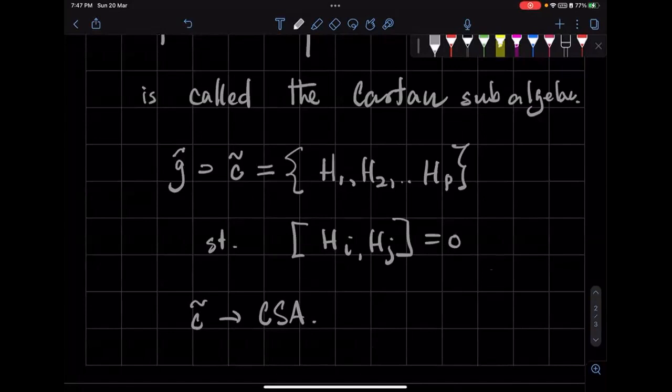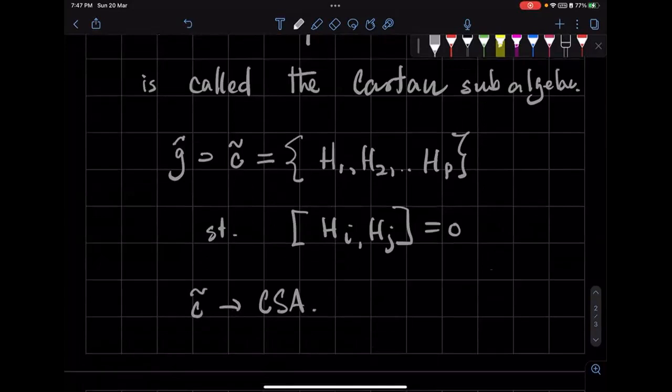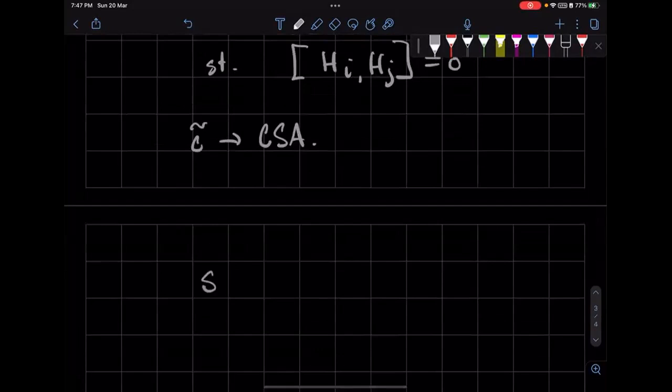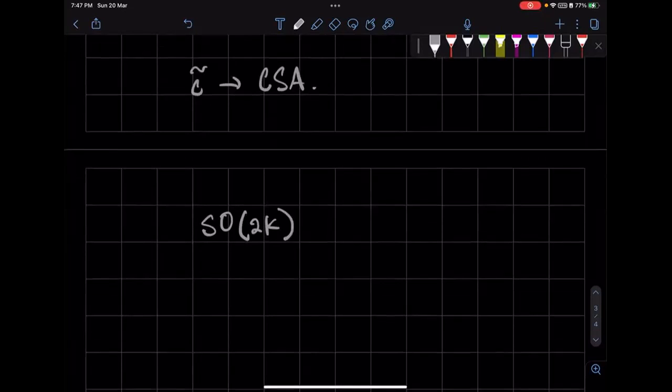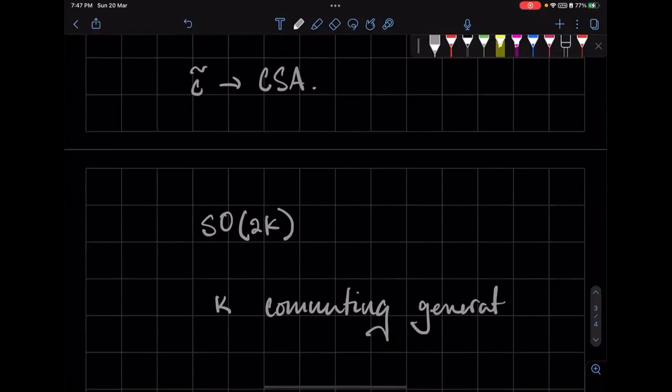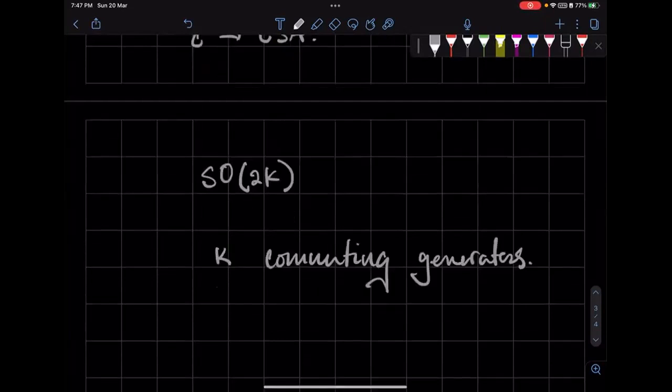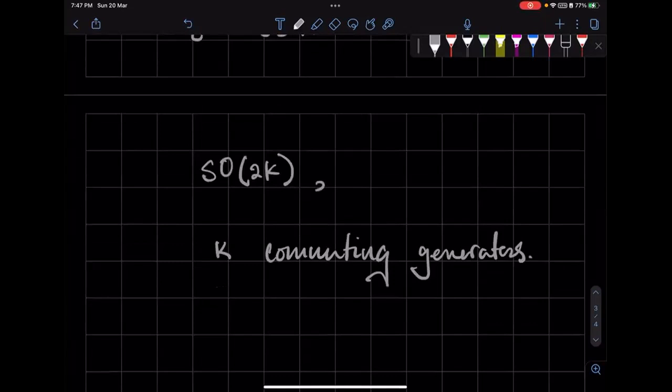Is the definition clear, Nahi? Yes, sir. Okay. So for SO(n), where n is, say, 2k, we found that there were k commuting generators, right? And for SO(2k+1), this was the same.